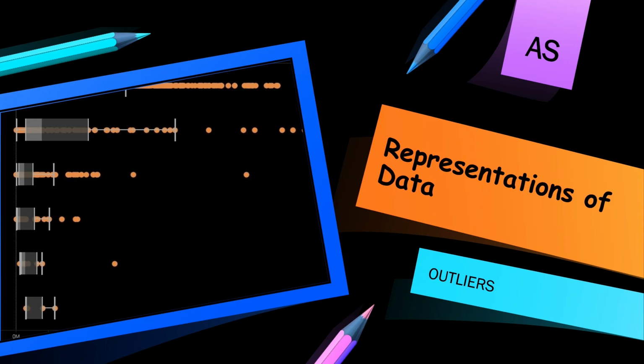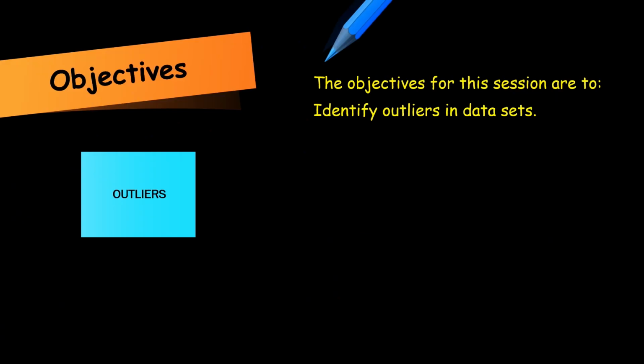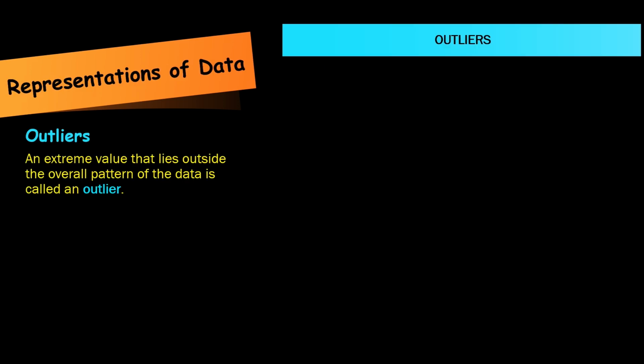Welcome to the session on representations of data, outliers. The objectives for this session are to identify outliers in data sets. An extreme value that lies outside the overall pattern of the data is called an outlier.